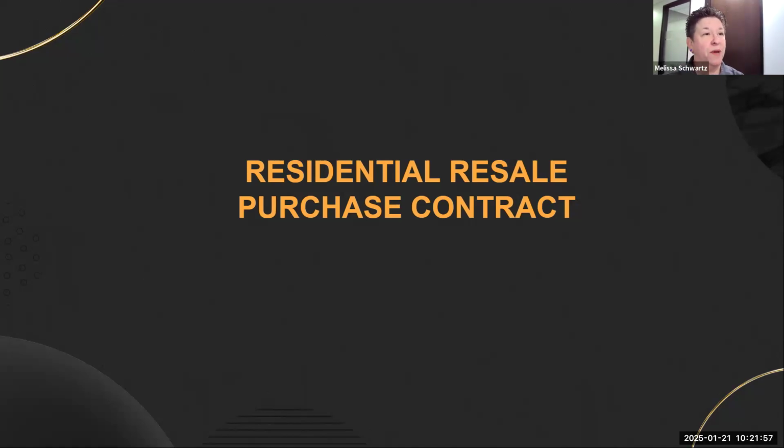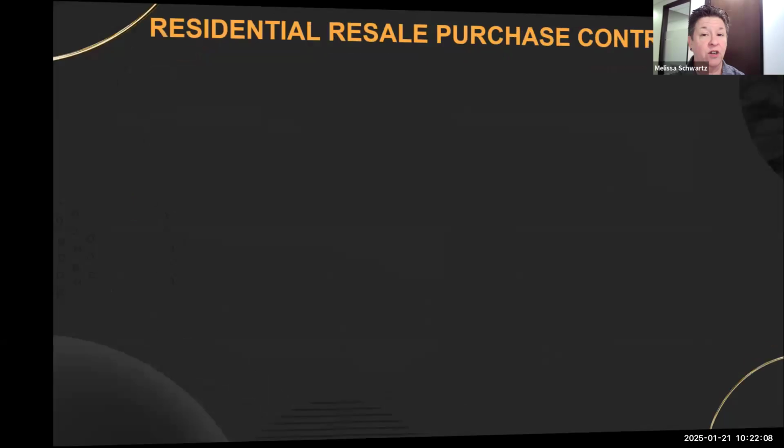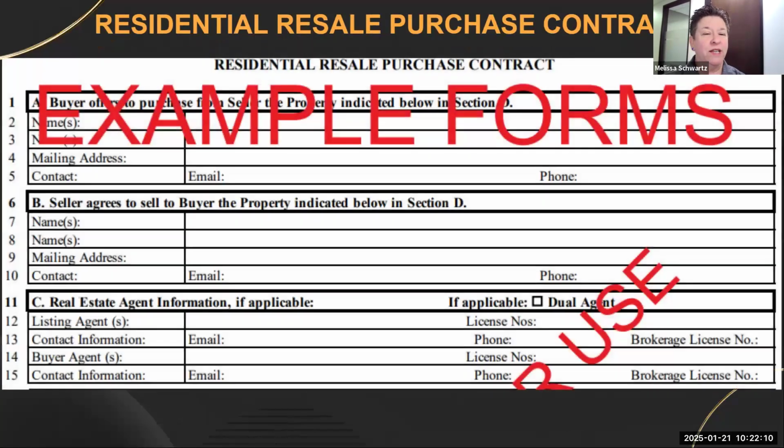The seller is agreeing to pay, blah, blah, blah. Okay. All right. This is the residential resale purchase contract. Now, remember those 16 things we talked about early on, a lot of these are in here. I'm going to do this as quick as I can.